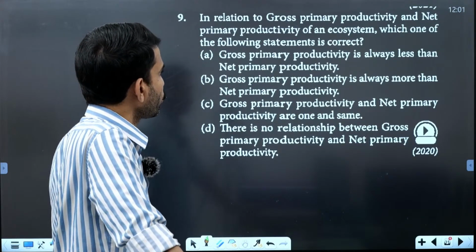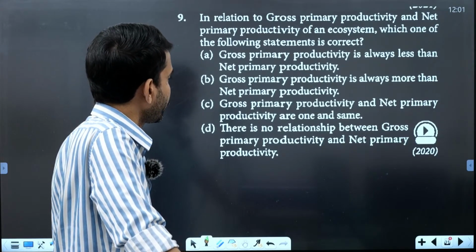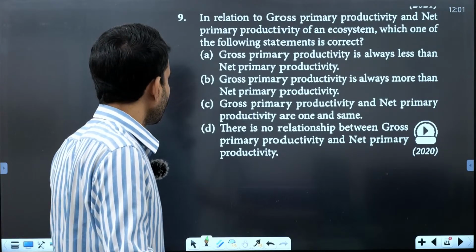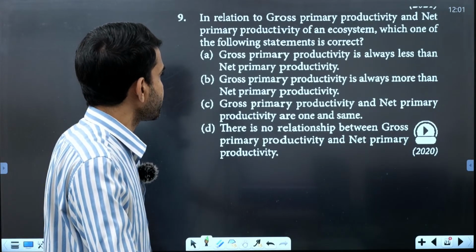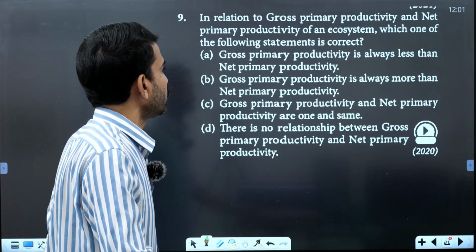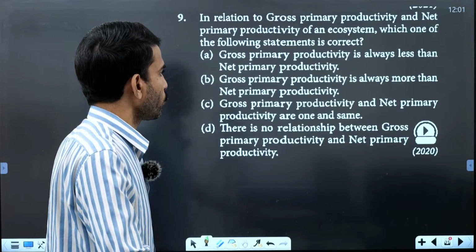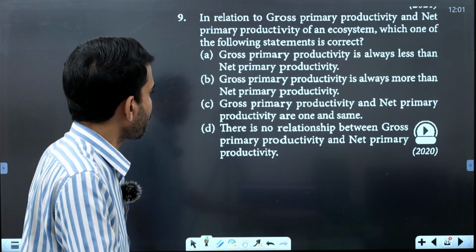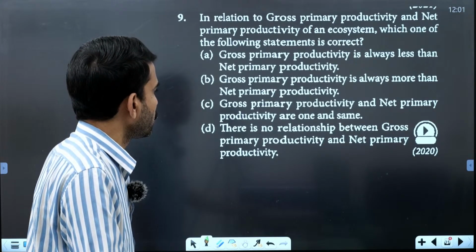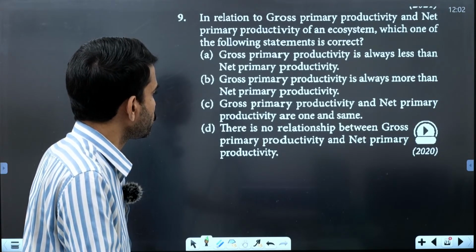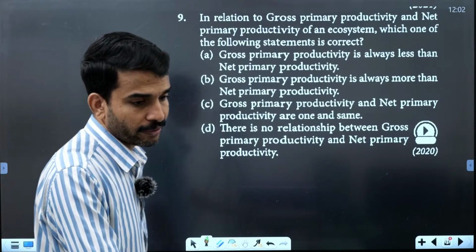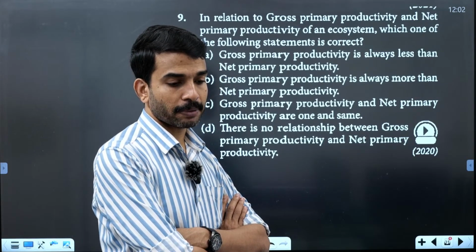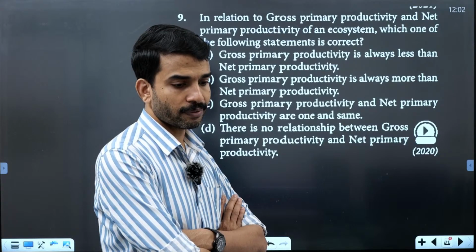In relation to gross primary productivity and net primary productivity of an ecosystem, which one of the following statements is correct? First, gross primary productivity is always less than net primary productivity. Second, gross primary productivity is always more than net primary productivity. C, gross primary productivity and net primary productivity are the same. And the last one, there is no relationship between gross and net primary productivity. That relationship between GPP and NPP, what is right here, we'll guess.